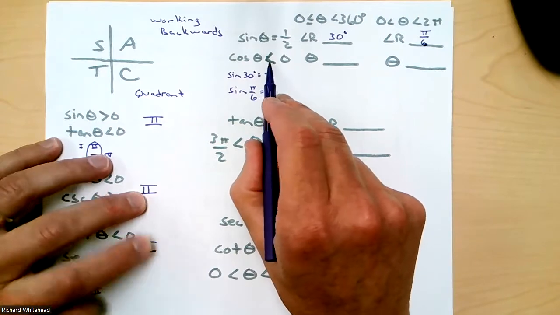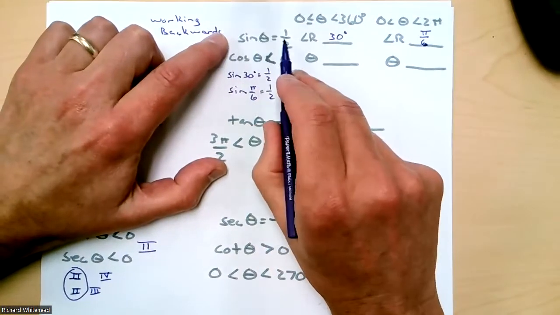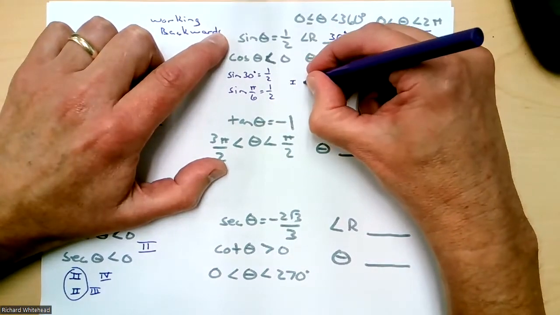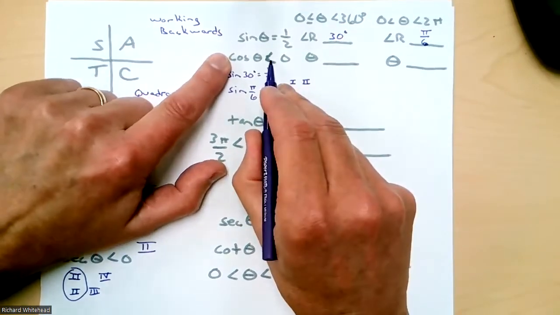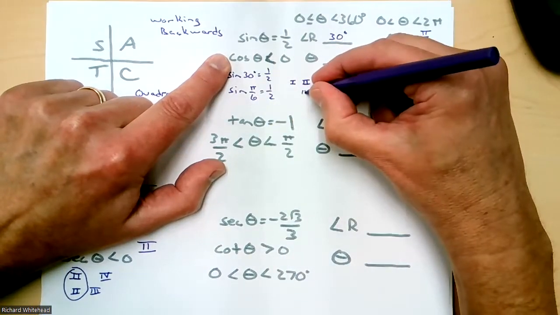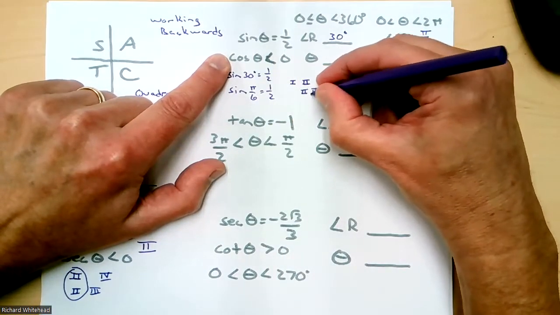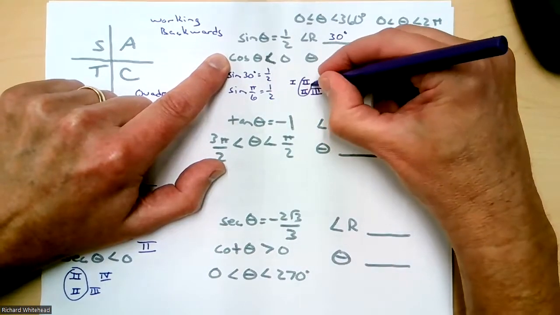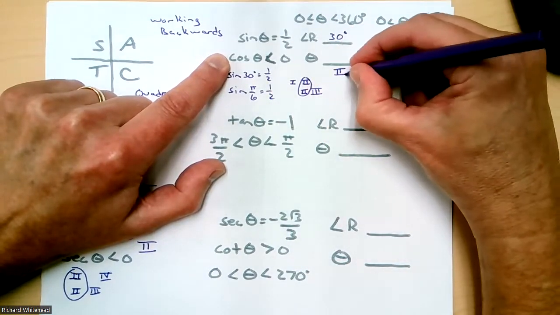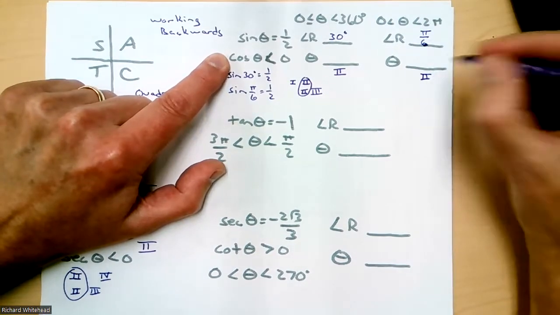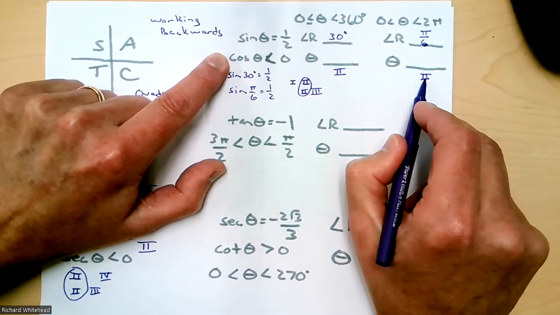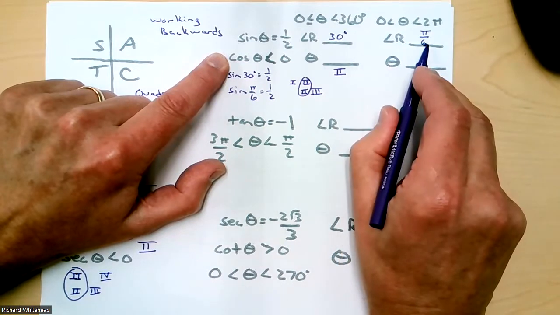But now cosine's also negative. So check it out. Sine is positive 1/2, which could be the first and second quadrant. Cosine's negative, which is only the second and third quadrants. So when is sine positive, cosine negative? Only the second quadrant. So the actual angle that fits this condition is going to be the second quadrant angle with a reference angle of 30.